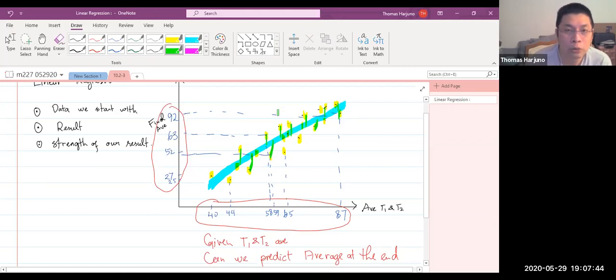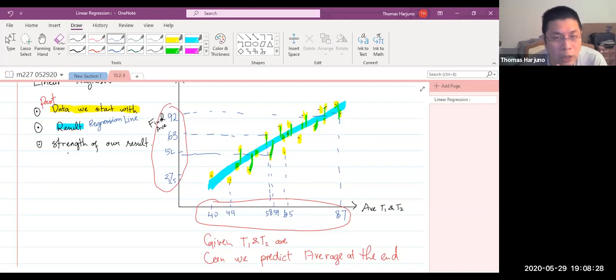Now, what we are going to do is this. We will start with the data. It will be a pair of data coming from the past. So this will be past data. And the result we expect is what we call the regression line. Now the thing is, we also need to find out how strong the regression line is that we have. In other words, if the strength of that regression line is low, then we know that the regression line is not as accurate in predicting the trend.